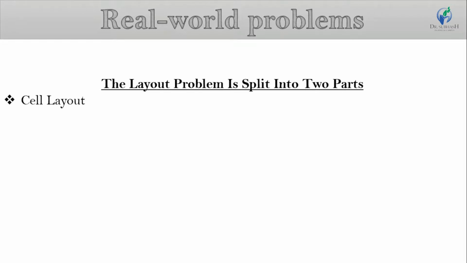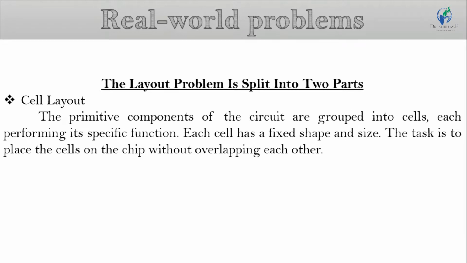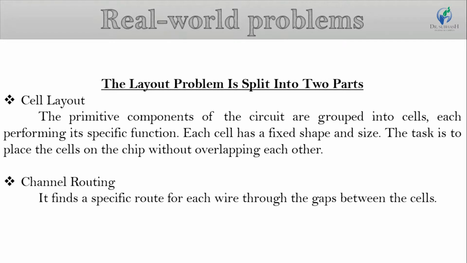First is cell layout, which means the primitive components of the circuit are grouped into cells, each performing its specific function, so that each cell has a fixed space and size. The task is to place the cells on the chip without overlapping each other. Second is channel routing, which defines a specific route for each wire through the gaps between the cells.